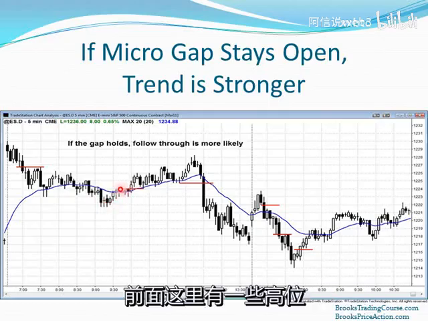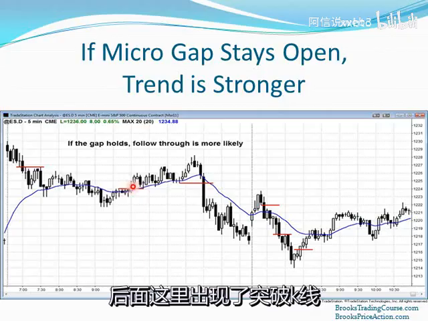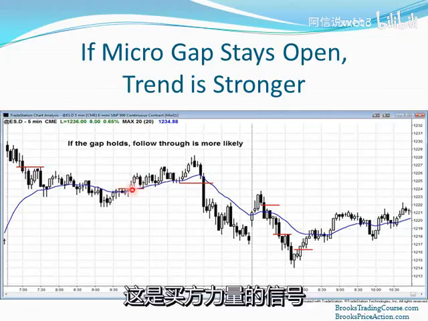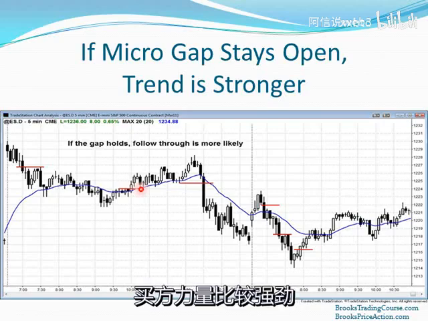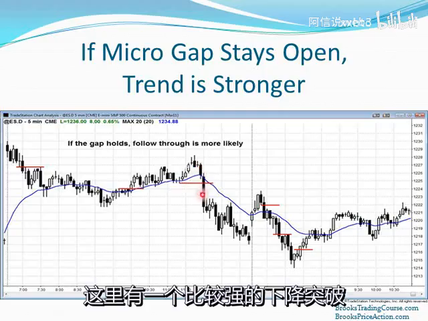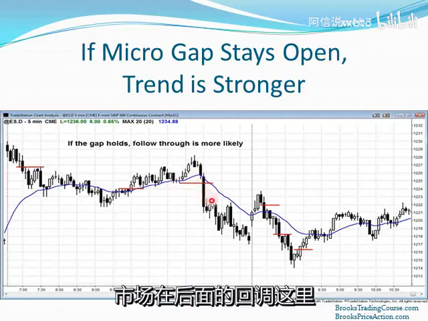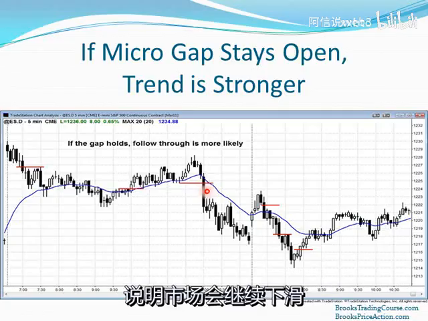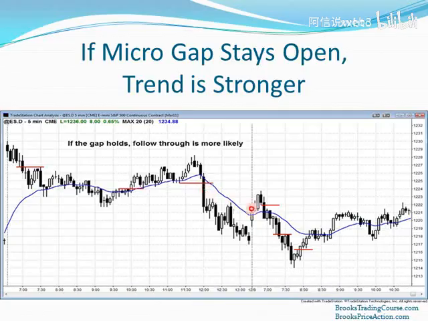Okay, we have some highs here, and then we have a little breakout bar, and the pullback did not fall below the breakout point. So that's a sign of buying pressure, urgency on the part of the bulls. You'd expect higher prices. We have a big bear breakout here. Here's the breakout point, and the market did not come anywhere near the breakout point on its pullback. So a sign of tremendous urgency, a lot of selling pressure, and the market probably will go lower.